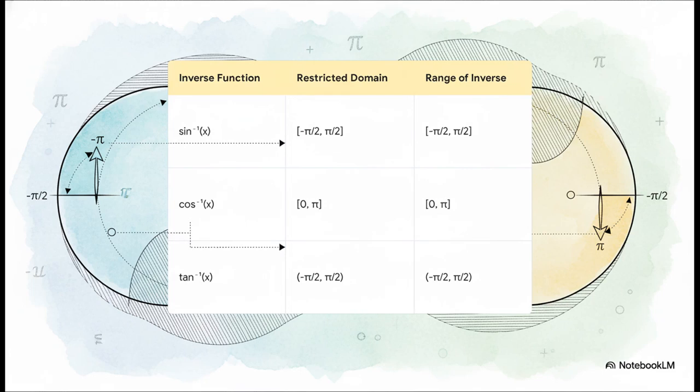For inverse sine, or arc sine, your answer has to be somewhere between negative pi over 2 and pi over 2. That's quadrant I or IV. For inverse cosine, your answer must be between 0 and pi, quadrants I and II. And for inverse tangent, it's pretty similar to sine, just not including the endpoints. These are the only answers your calculator will ever give you, and they're the only ones that are officially correct.